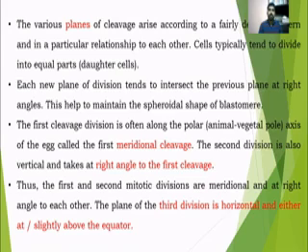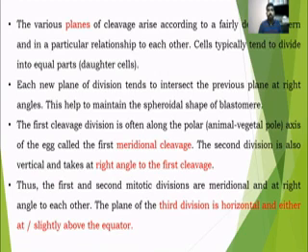is going on inside of the zygote. They are in various planes, and they have different patterns, and this pattern has a particular relationship to each other. The cells typically tend to divide into equal parts, means the daughter cells are equal in size also. Each and every new plane of division tends to intersect the previous plane at a right angle only. This helps to maintain the spheroidal shape of the blastomeres. So during these cleavages, the spheroidal shape of the blastomere is retained.